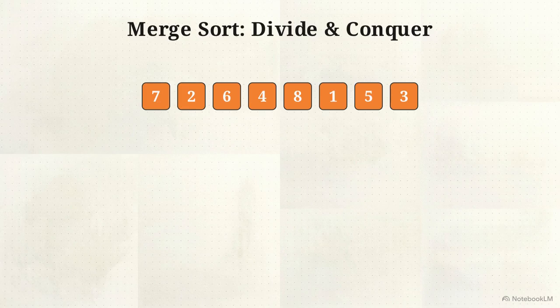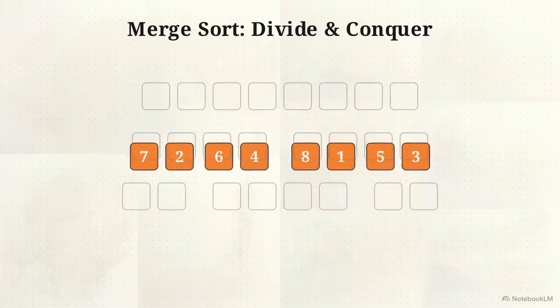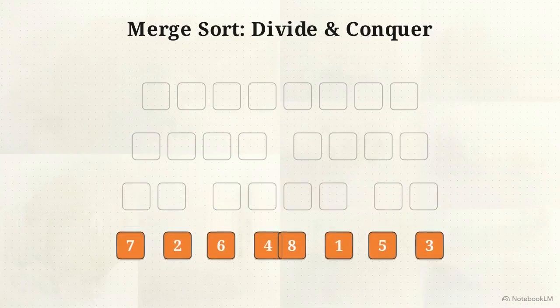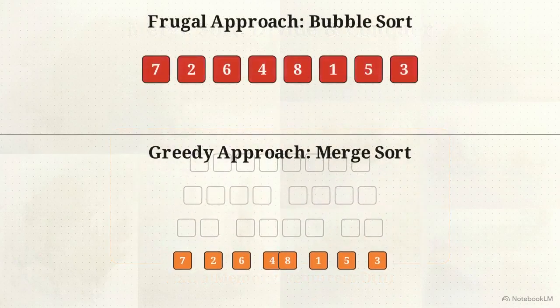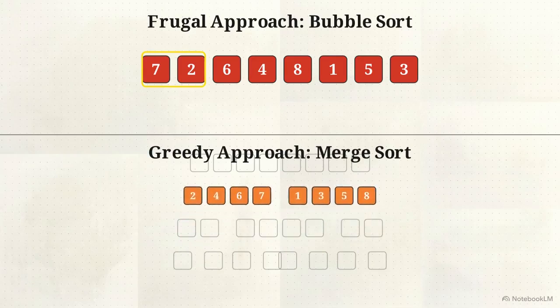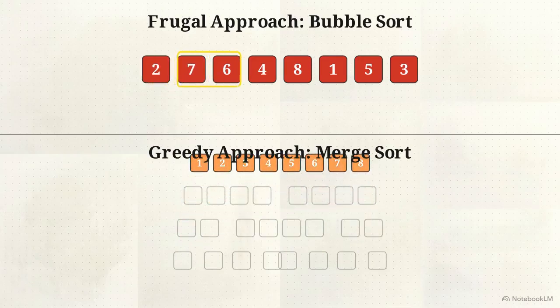Modern alternatives like merge sort are designed specifically to bypass the n-squared trap. Merge sort cuts the processing time down to a fraction of the original by repeatedly dividing the data in half. However, this speed has a price. Merge sort requires double the physical memory to temporarily hold those divided halves. You can have the extreme frugality of the slow approach or the lightning speed of the greedy approach.